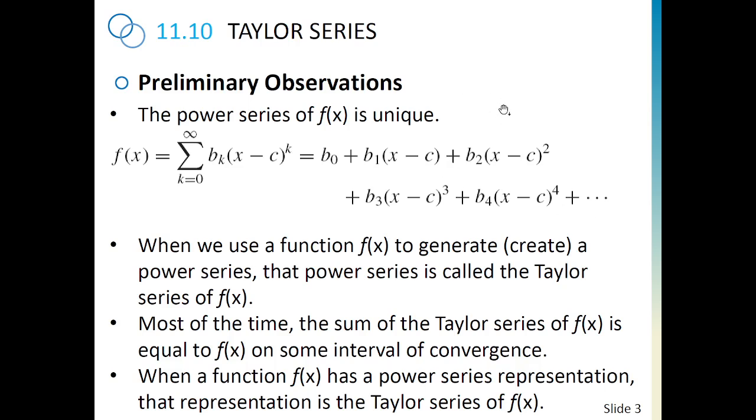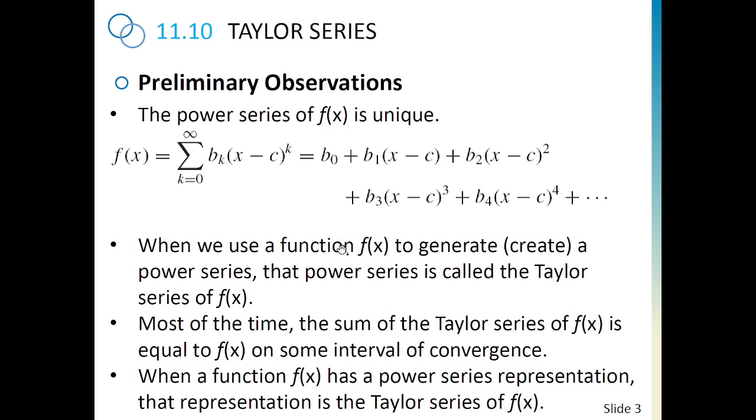Just some reminders. We have already seen some power series for certain functions. So the power series is unique. We remember that c is the center of the series. So here, when we have a convergent power series, it converges to a certain function on a certain interval. That interval is called the interval of convergence.